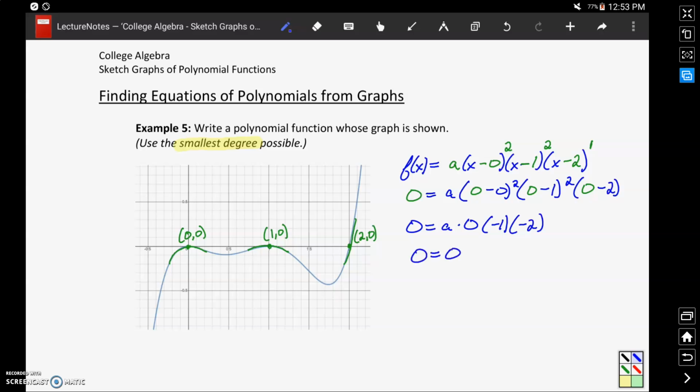equals 0, which means we can substitute in any value that we want for a, and this expression will still be true. Our simplest value to substitute in for a would be 1. So if we let a equal 1, then we'll just have x squared times x minus 1 squared times x minus 2 to the first power, or just x minus 2, as the function that corresponds with that given graph.